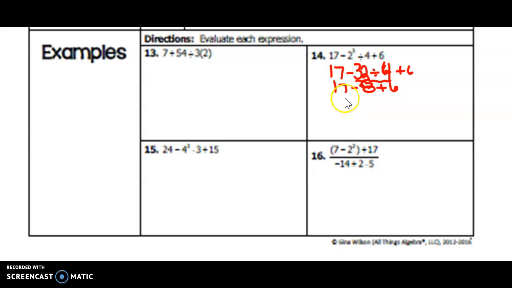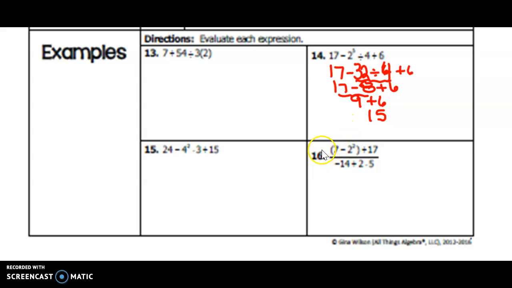And then finally, you do adding and subtracting from left to right. So here, I would add the 17 plus negative or minus 8 and get 9, and then I would add on 6 to give me 15 for this answer.